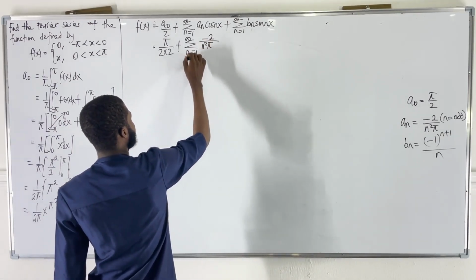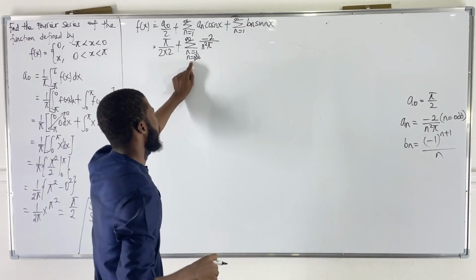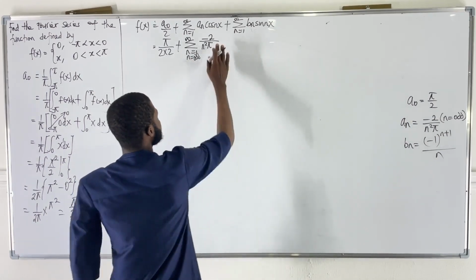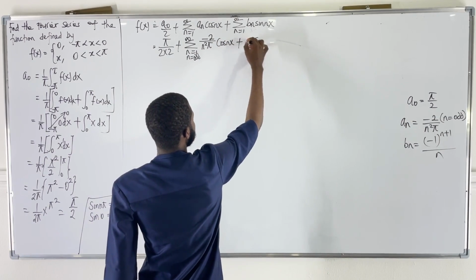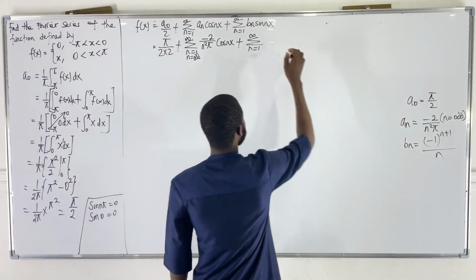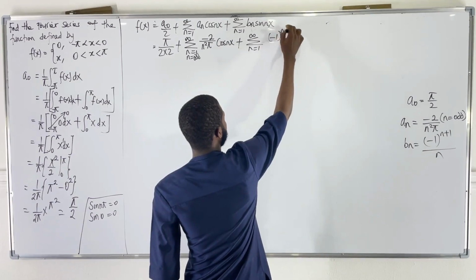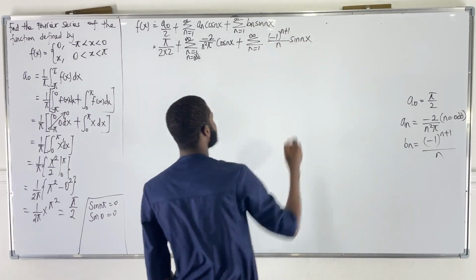But n must be odd. But I don't like writing this. I will show you what I would do for this part. And then cos nx plus the sum from n equal to 1 to infinity of minus 1 to the power of n plus 1 over n sin nx.